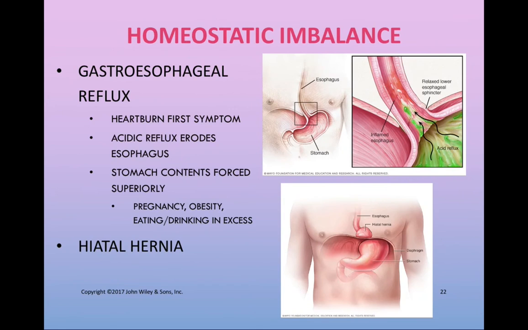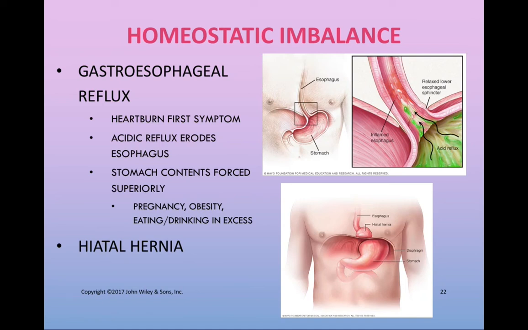2 conditions related to the esophagus are gastroesophageal reflux and a hiatal hernia. Gastroesophageal reflux is often commonly referred to as heartburn. With gastroesophageal reflux, acid from the stomach moves up the esophagus and erodes the mucosa of this organ. The inner lining of the esophagus is not adapted for the highly acidic nature of the secretions coming from the stomach.